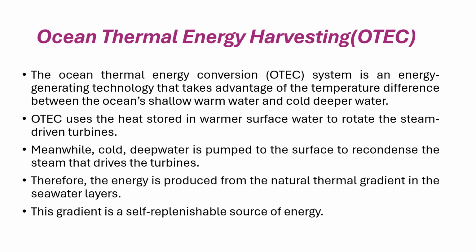We don't need any other source of water to condense. The warmer temperature available in the topmost part is utilized for thermal energy production and for driving the steam turbines, whereas the water deep down in the ocean is already cool, so it is used to cool down the steam turbines, or recondense the steam that has been driving the turbines. So this gradient is a self-replenishable source of energy.